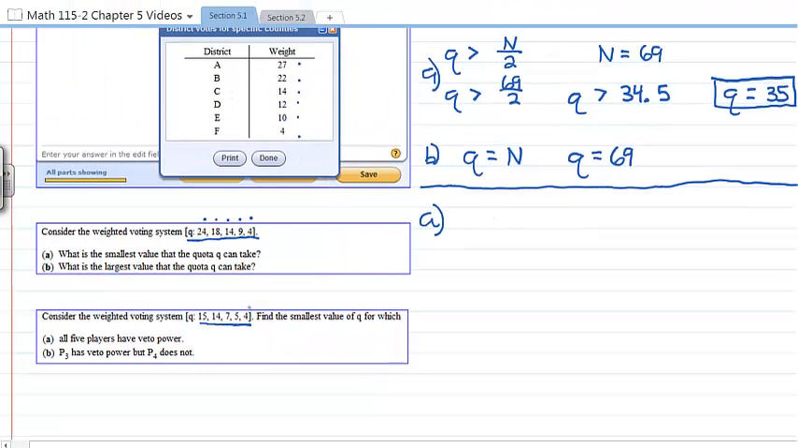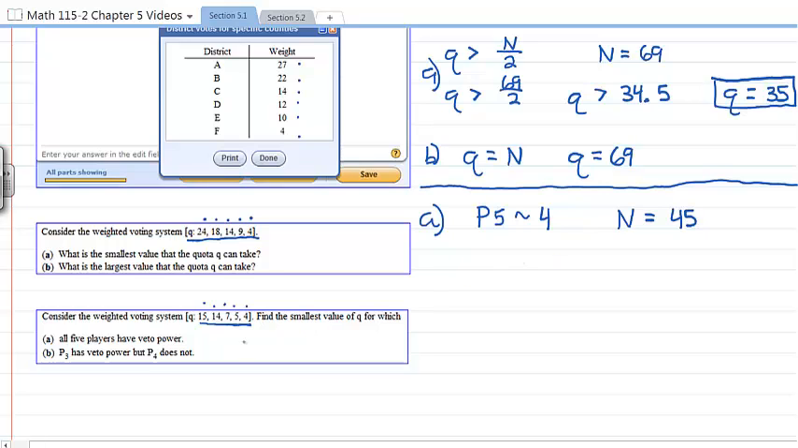Well, let's look at the smallest. So we have 1, 2, 3, 4, 5 voters. The 5th voter, usually they call them players, so we'd call them P5, is the normal notation. Player 5 has 4 votes. That's the weakest voter, so if this player has veto power, everybody has veto power. What's it going to take to give P5 veto power? First we need the total number of votes again. So I'm going to add them up, 15, 14, 7, 5, 4, and I find that n equals 45.